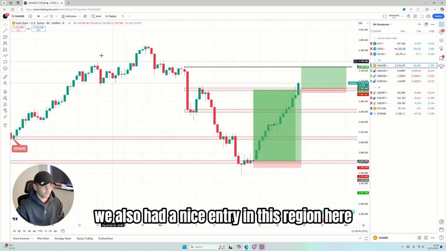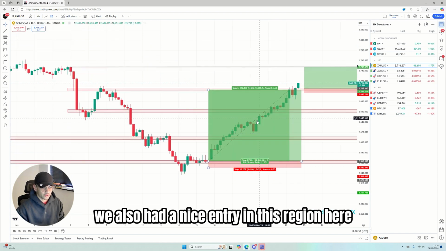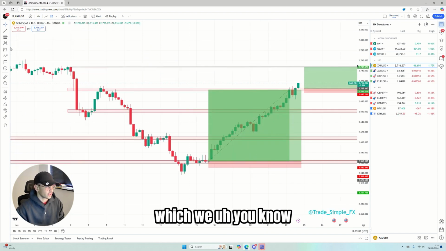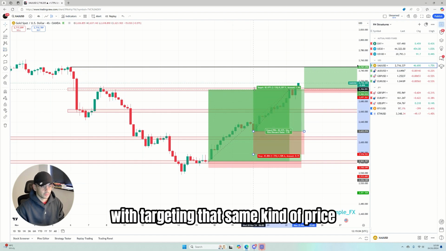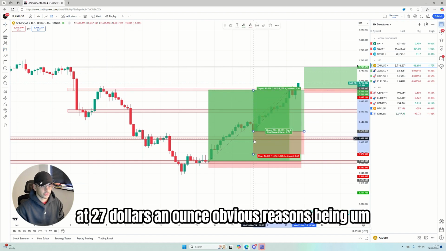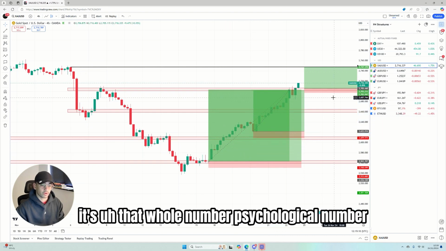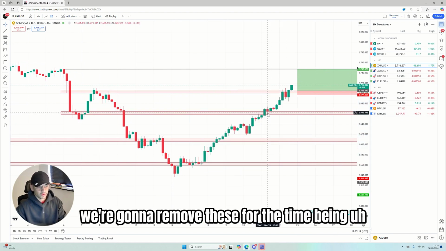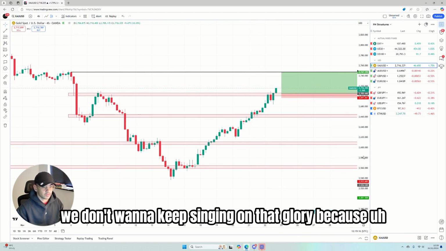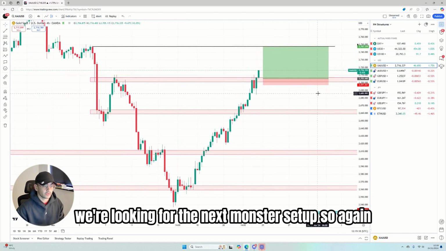If you guys remember, we also had a nice entry in this region here, which we shared to our group, which looked, I think, something similar to this, with targeting that same kind of price at $2,700 an ounce. Obvious reasons being it's that whole number, psychological number. So again, another really good setup there. We're going to remove these for the time being. We don't want to keep singing on that glory because we're looking for the next monster setup.